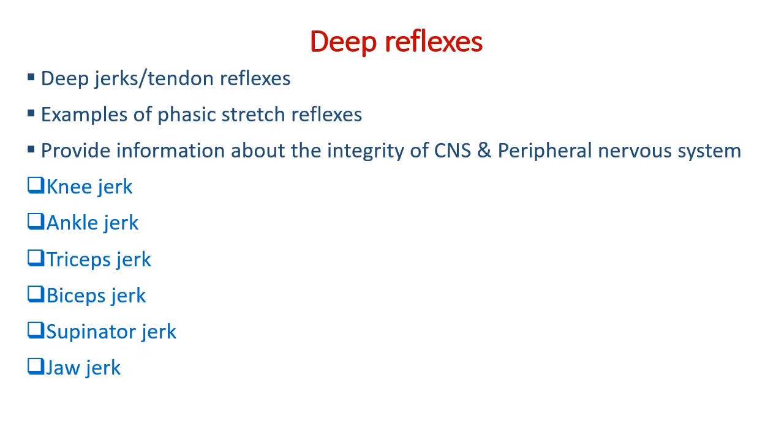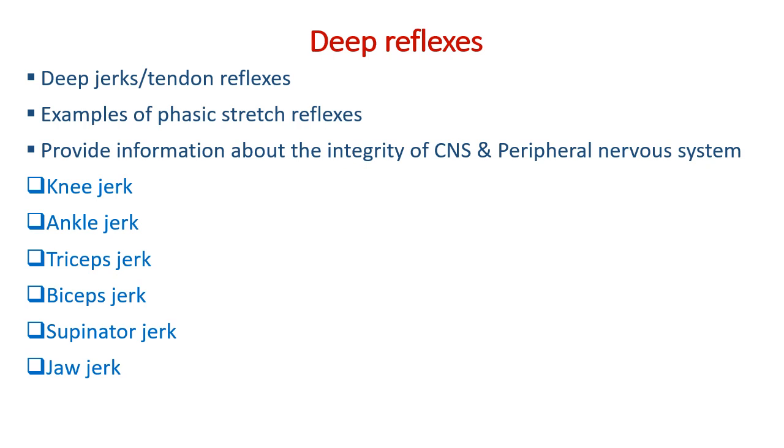The second type of clinical reflexes are deep reflexes. They are deep jerks or tendon reflexes. They are elicited from the deeper structures. They are examples of phasic stretch reflexes. They provide information about the integrity of the central nervous system and peripheral nervous system. So we elicit these reflexes and try to see the integrity of the CNS, whether the afferents are normal, the efferents are normal, or the spinal cord is normal.